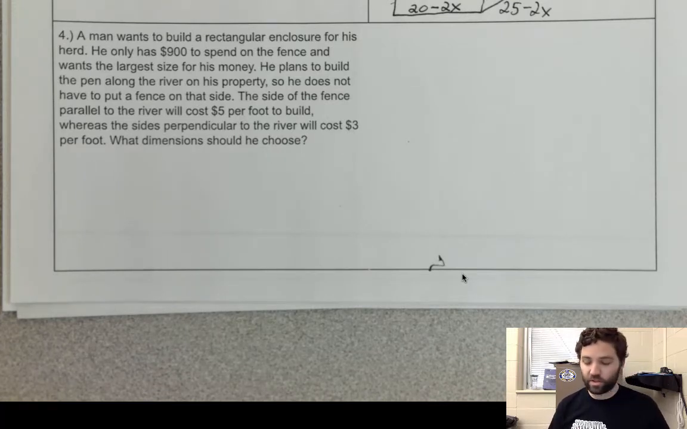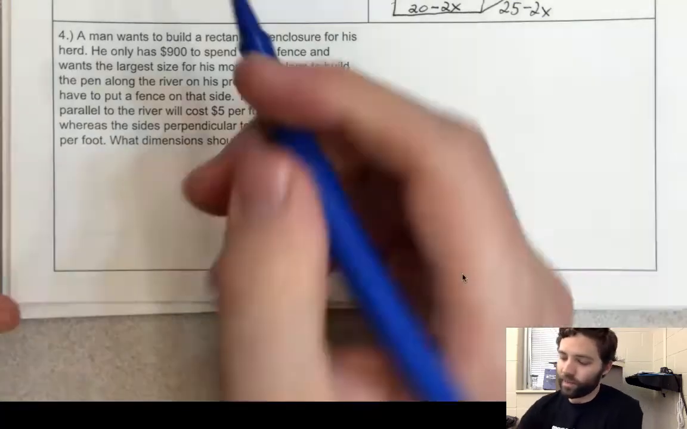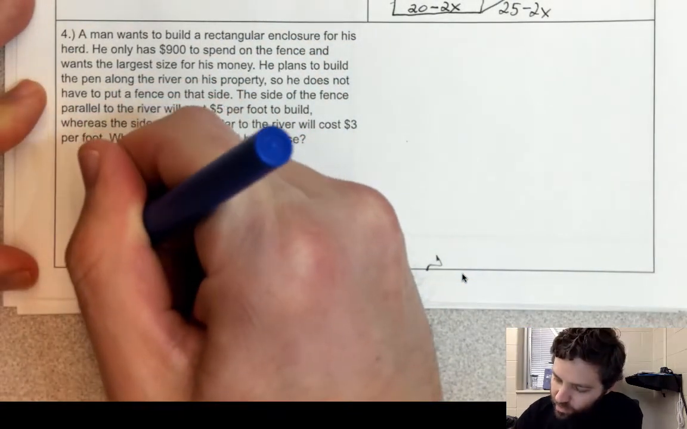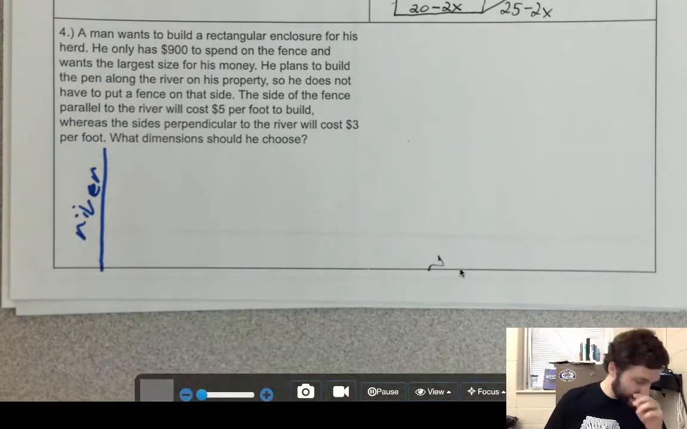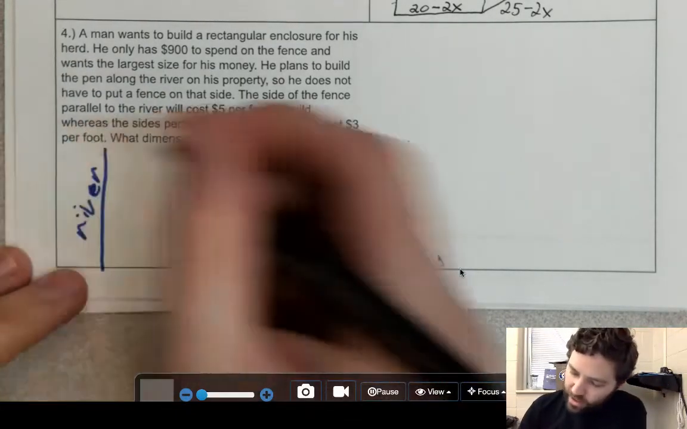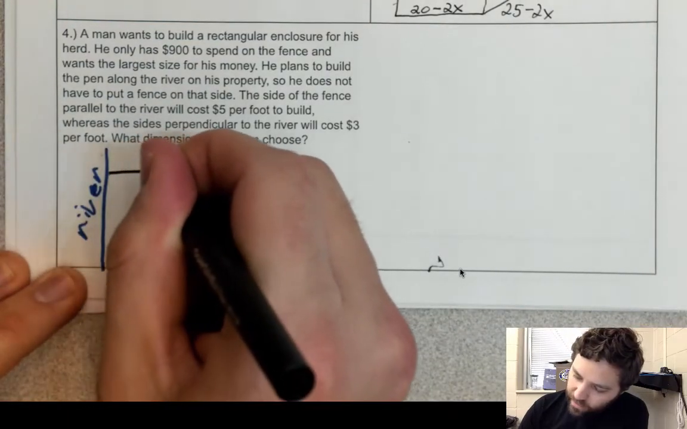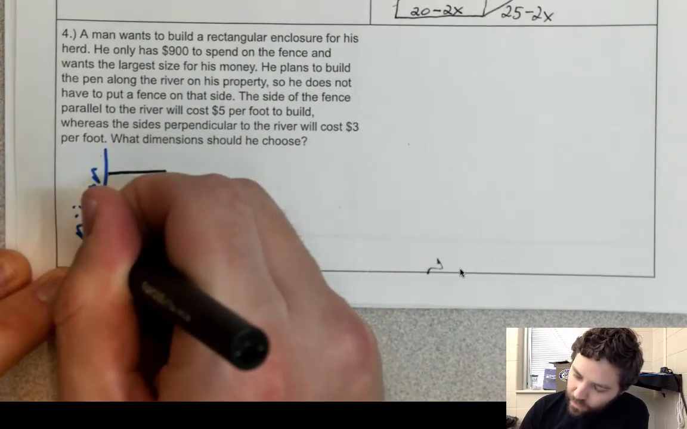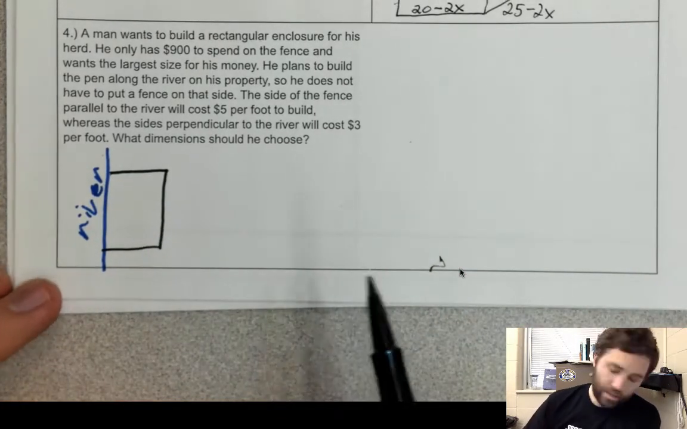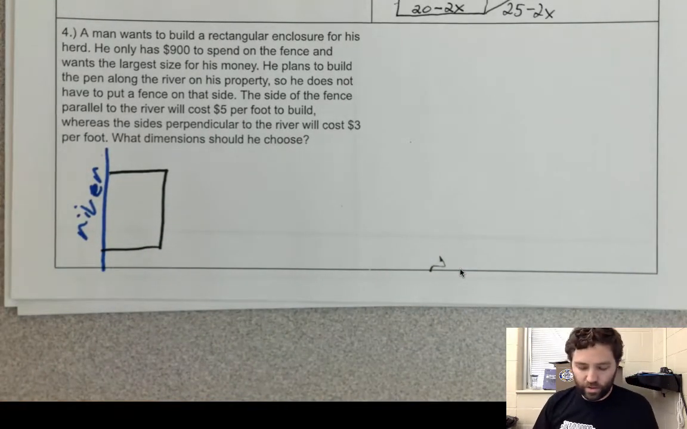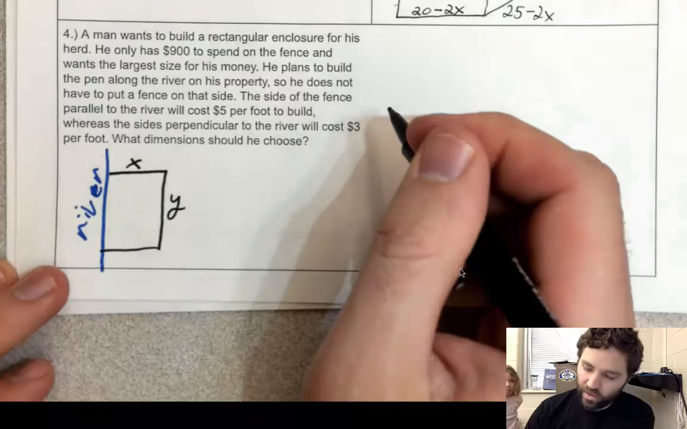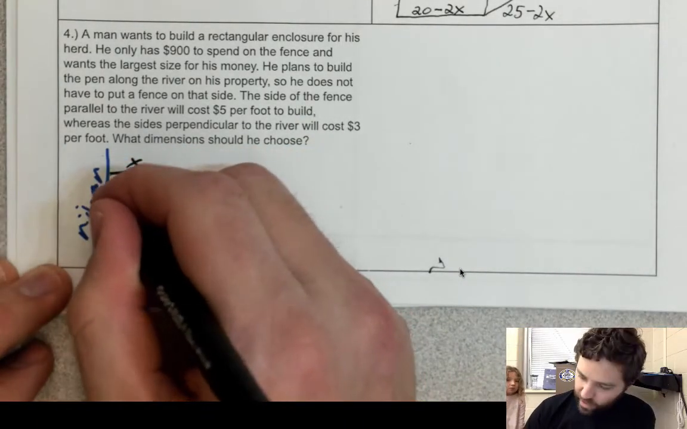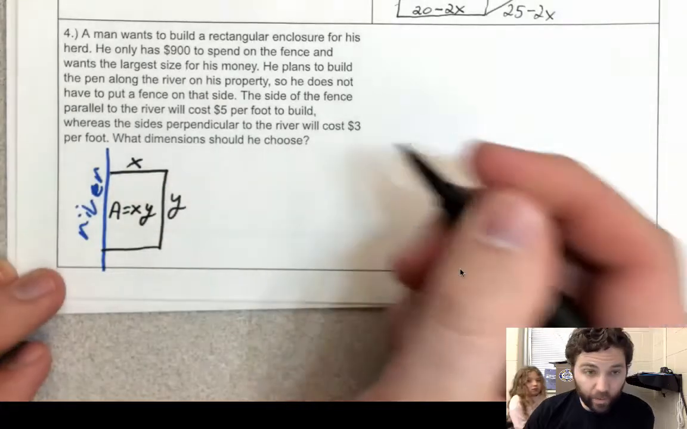So this is a perfect example of a situation where it would be good to have a picture. So I'm going to sketch the river first here. This will be the river. Then we will sketch out where the fence would be. So the fence will go something like this. And it doesn't matter what you call the dimensions, really. I'm going to call this side x, and we'll call this side y. And so then the area of this would be x times y, right? So we'd have A equals xy.